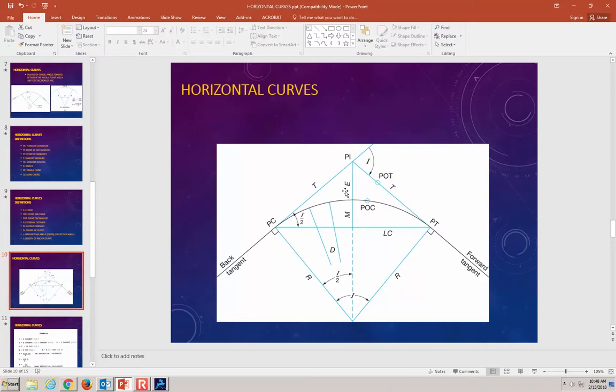I can jump here quick. This is the external distance, so it's from where the curve hits, basically the perpendicular to the PI. So it's perpendicular distance from the curve to the PI. That's the external distance. The middle ordinate, the M, stands for middle ordinate, is the distance from the long chord to the curve on a straight intersection to the PI. So that's the middle ordinate, that M.